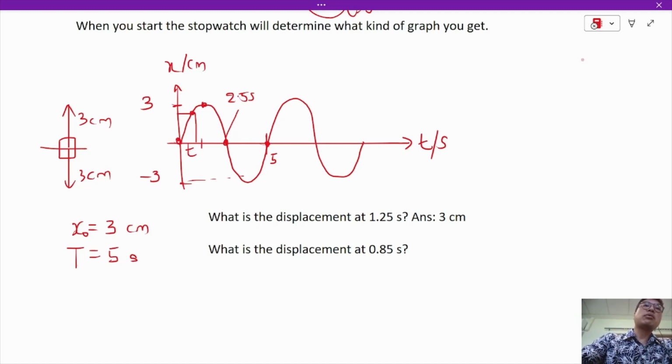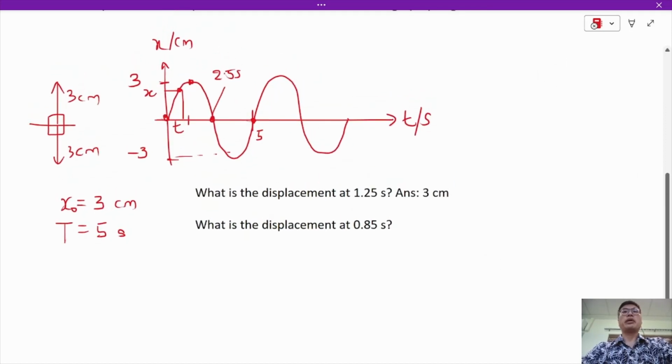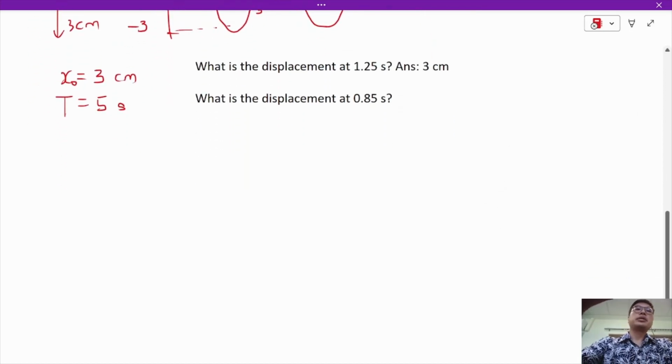So this is the time that we want, t. Okay, we want this displacement. So it's like, what on earth is the value of x? Now, how are we going to find the displacement at 0.85 seconds? Not to worry, let's figure it out.